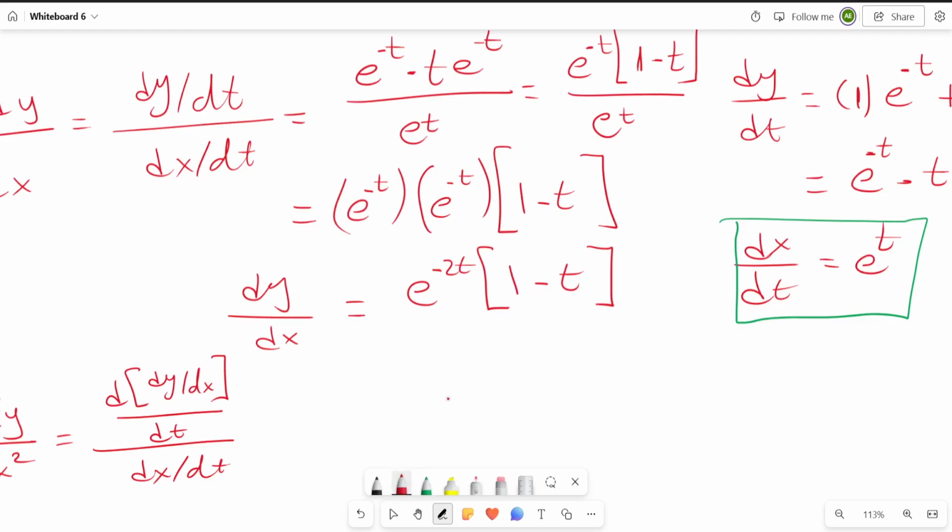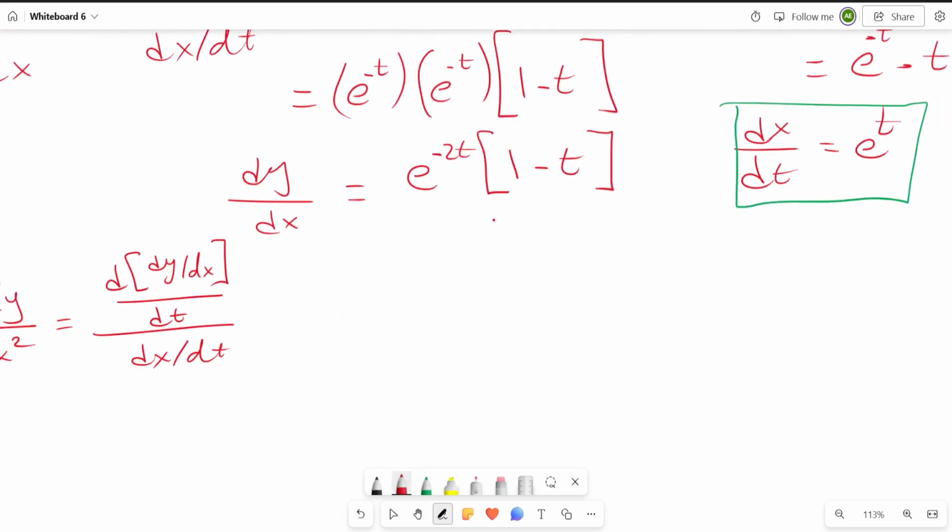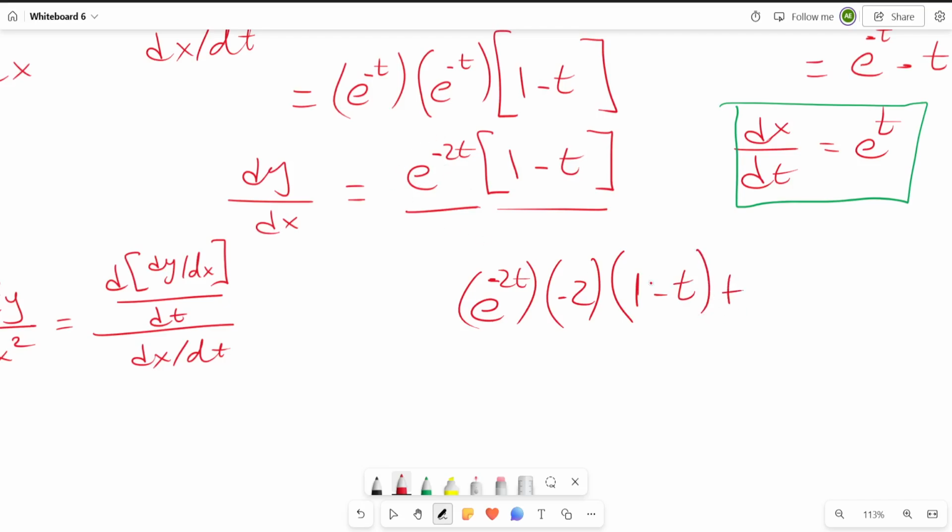So let's try and do that. Again, this is a product rule. This is the first and this is the second function. So it's differentiation of the first, so it's going to be e power negative 2t multiplying the differentiation of negative 2t, which is negative 2, multiplying the second alone, which is 1 minus t. And then adding to that the first, which is e power negative 2t, multiplying the differentiation of the second, and differentiation of 1 minus t is basically negative 1.